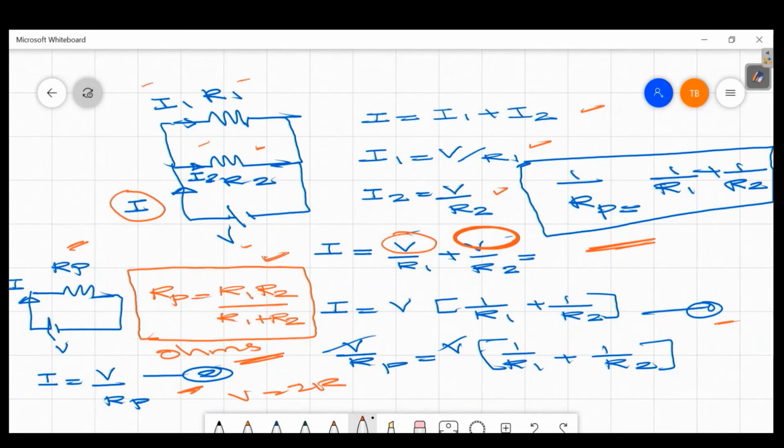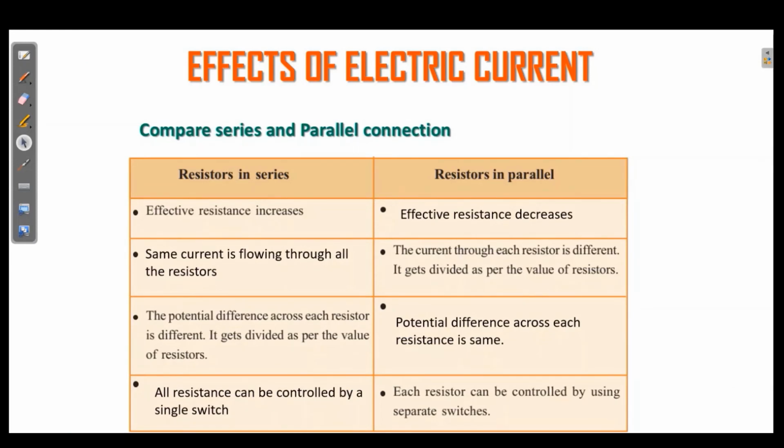Then we have to learn some more things. That is an important question: the comparison between series and parallel connection. Just look at this portion, it is very important from the exam point of view. Resistors in series and parallel. In series, effective resistance increases, that means they are added up. But in parallel, effective resistance decreases. That means the reciprocals of the resistors are added, so the resistance just reduces.